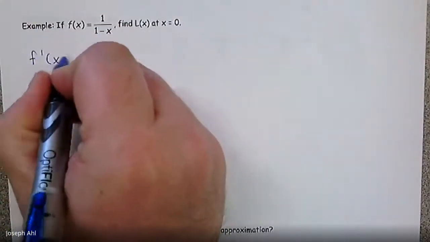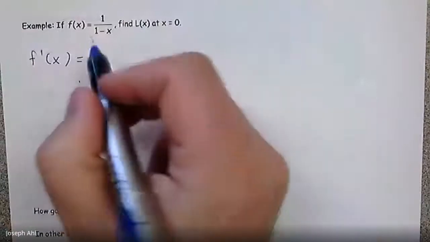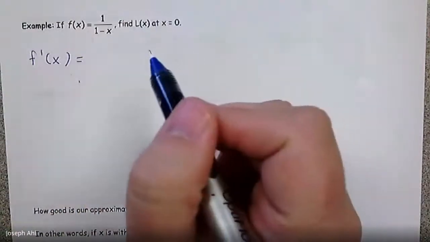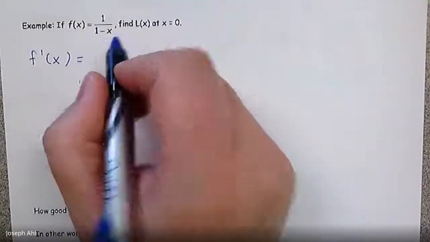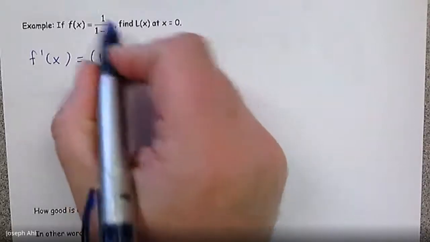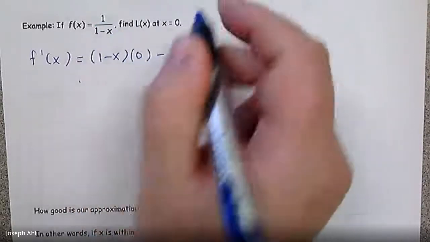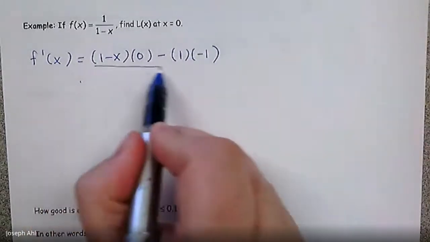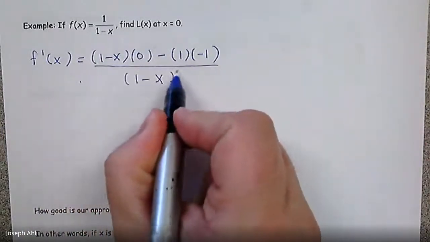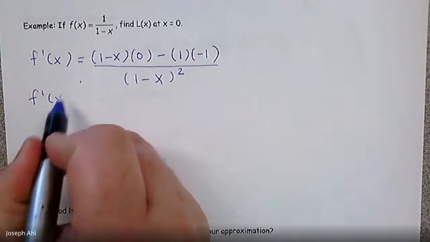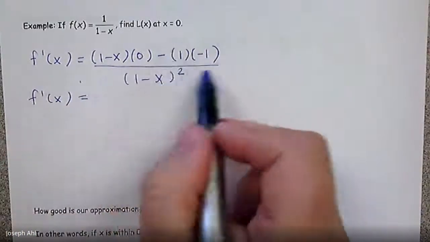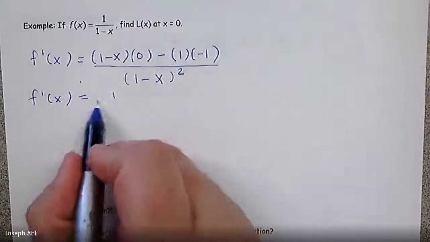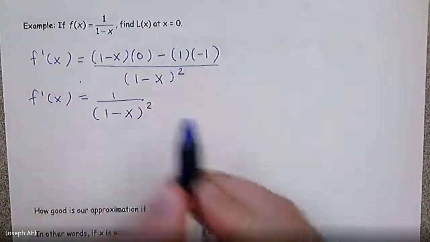So to do that, we have to find the derivative, f prime of x. You can do this using probably either chain rule or quotient rule. It's up to you. If I use quotient rule, it's going to be low d high. So the derivative of the top is 0 minus high d low. Derivative of the bottom is -1, all over low squared. So the derivative in this case is going to turn out to be +1 up top, so it's 1 over 1 minus x squared.